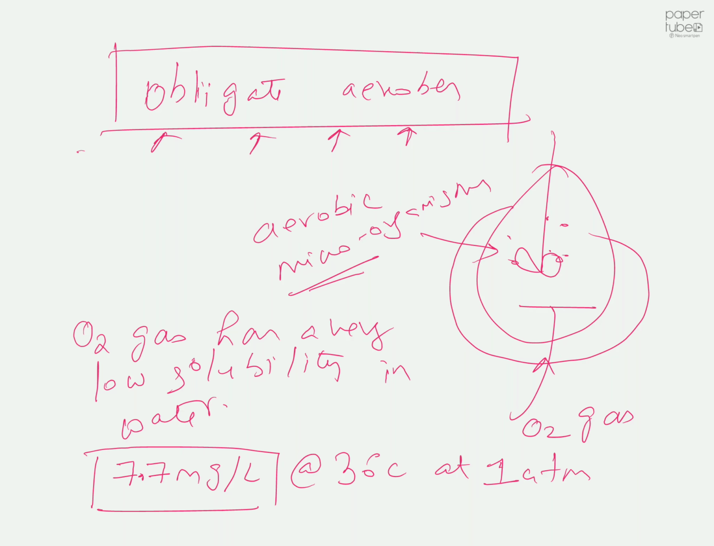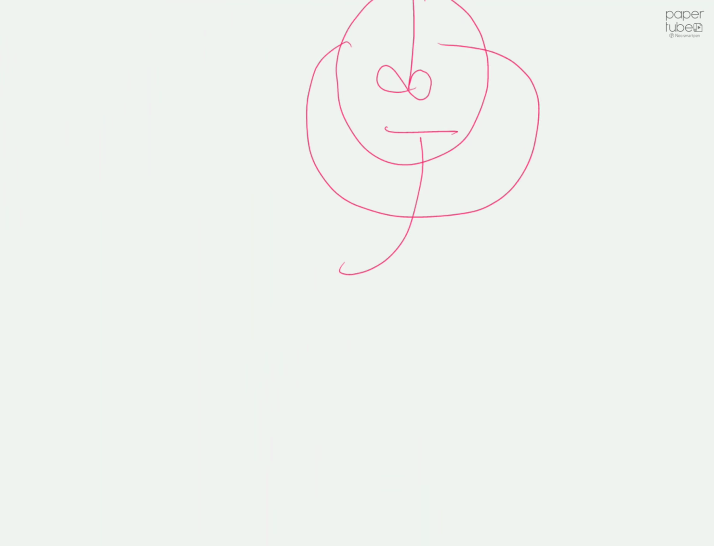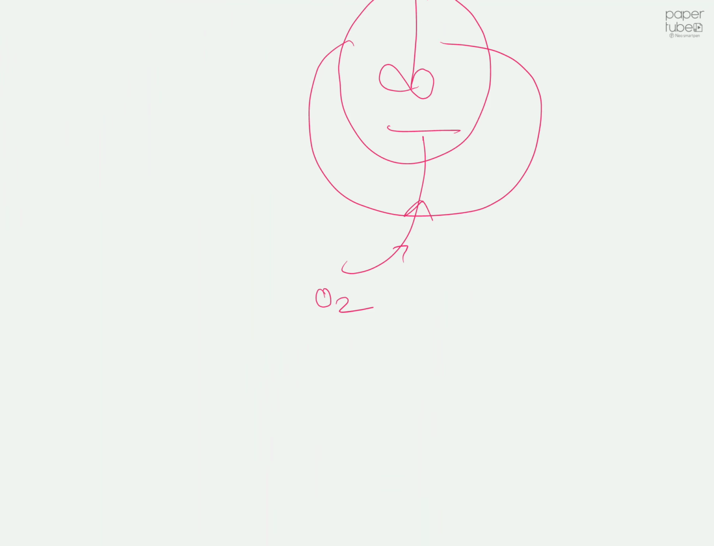Imagine you have a bioreactor with a nice mixing unit. Even if you supply oxygen, if you have water filled into the reactor, it can take only 7.7 milligrams per liter, irrespective of your flow rate. You can pump oxygen into the reactor at a very high flow rate, but still you cannot dissolve more than 7.7 milligrams per liter.